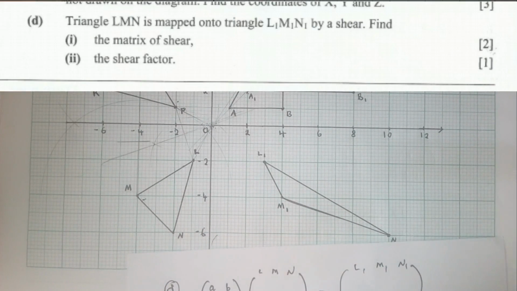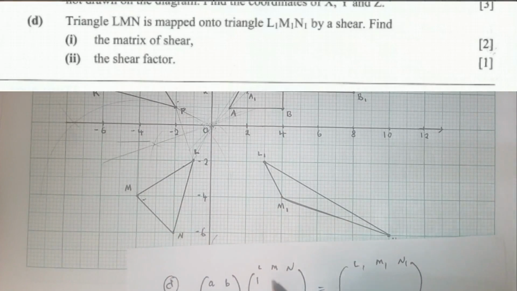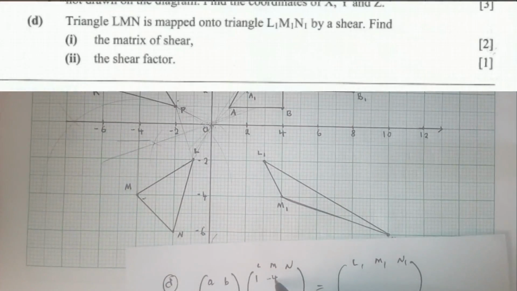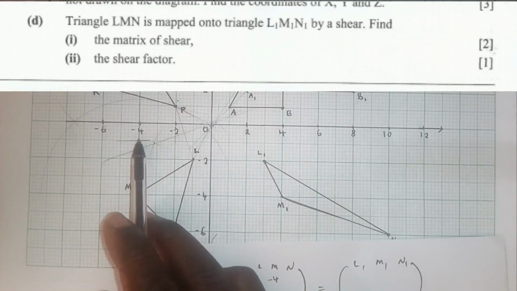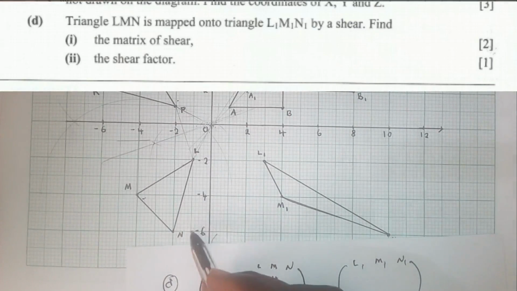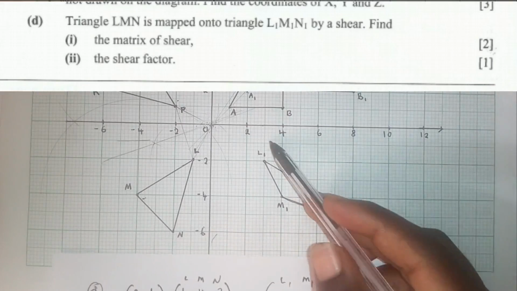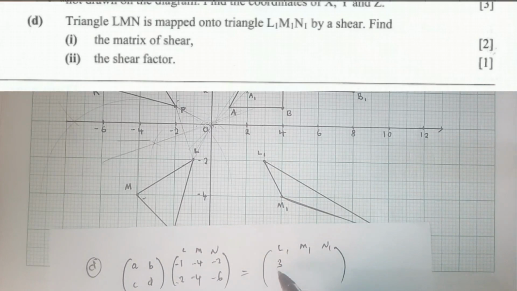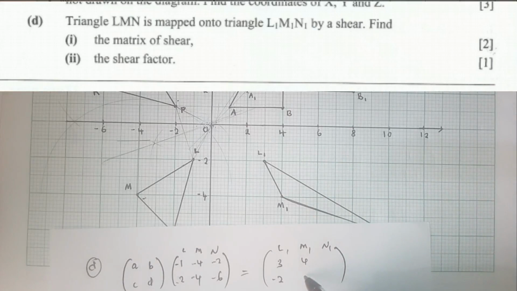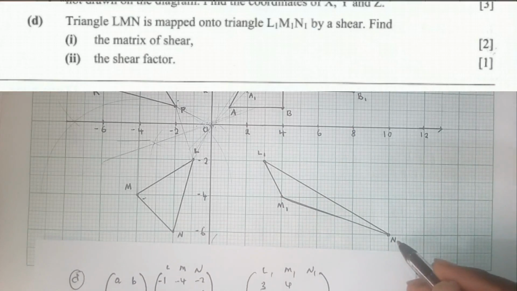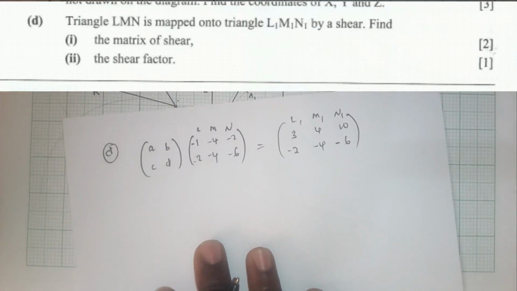So in this case we can say L is 1, -2, M is 4, -4, and N is -2, -6, while here L sub 1 is 3, -2, M sub 1 is 4, -4, and then N sub 1 is 10, -6. So now we can work out here, we multiply.